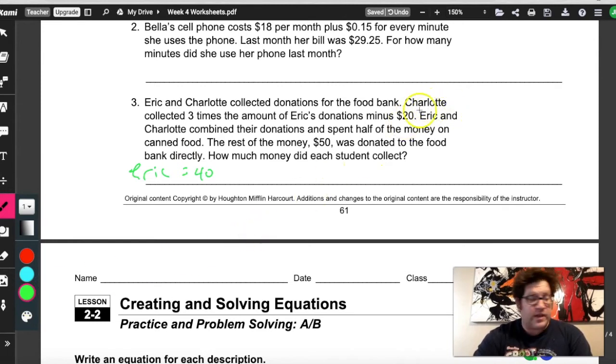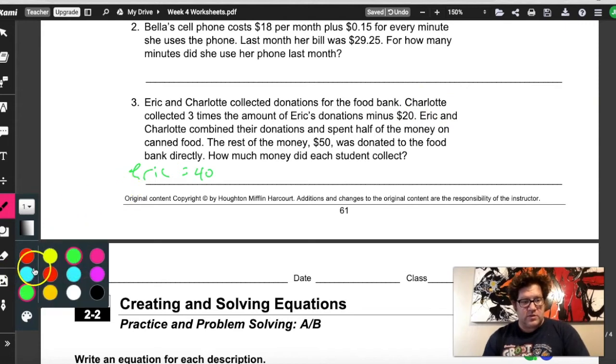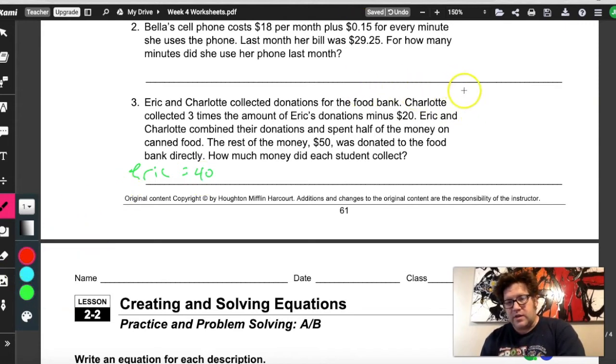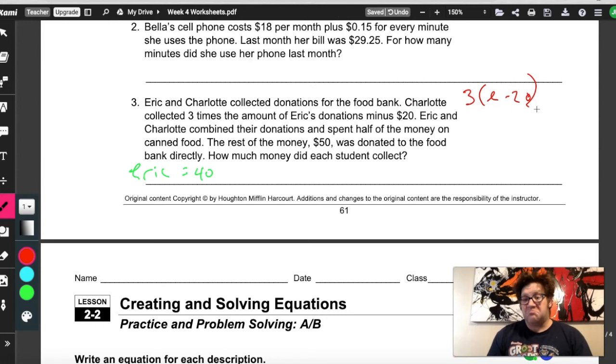Okay, so this is why I like to use those boxes or little buckets when I organize things, because now I can look at my Charlotte bucket. Let's change my colors. We'll go with red. My Charlotte bucket said 3E minus 20. That's how much money Charlotte had. Cool. So now what I do is I plug in how much we know Eric had. Because remember, Charlotte had 3 times as much as Eric minus 20. So now I'm just going to plug it in.